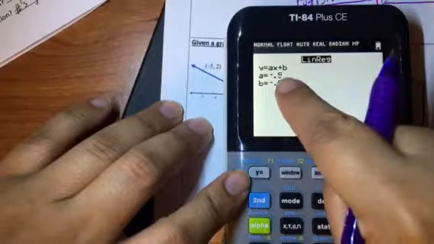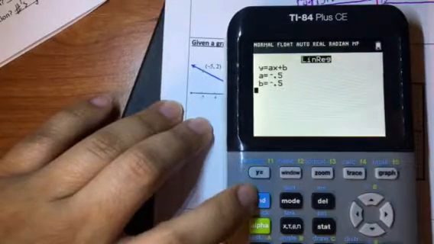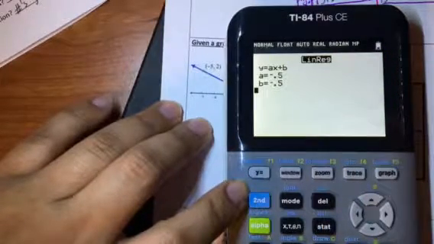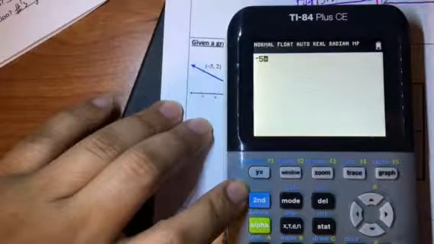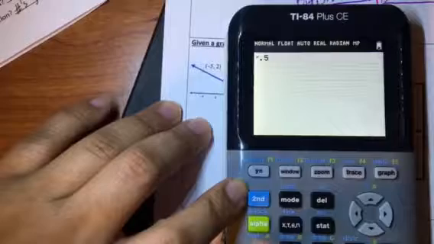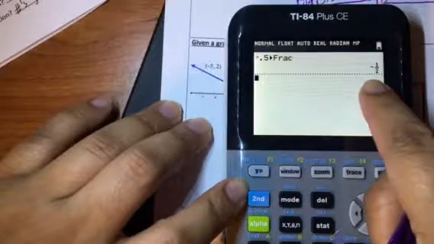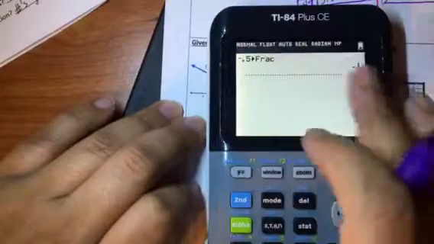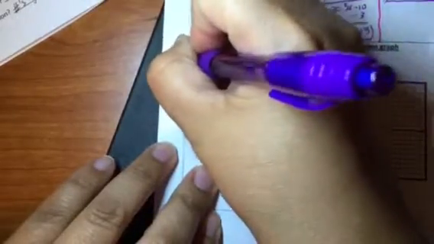Now, how do I write -0.5 as a fraction? Some of you already know the answer to that, but just in case you don't, you put -0.5, math, enter, enter, and you get -1/2. Some of you already knew that without having to use the calculator. So my slope on this problem is -1/2.